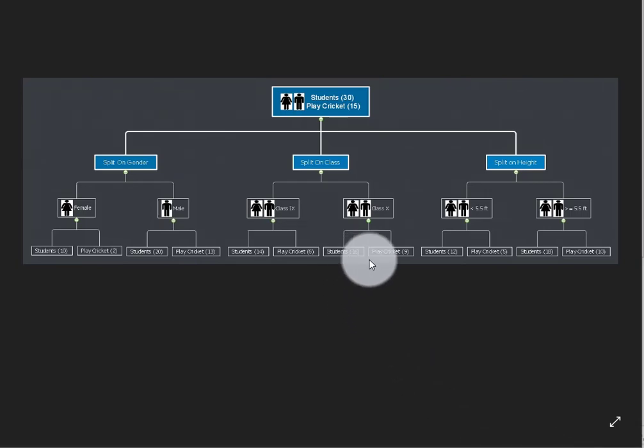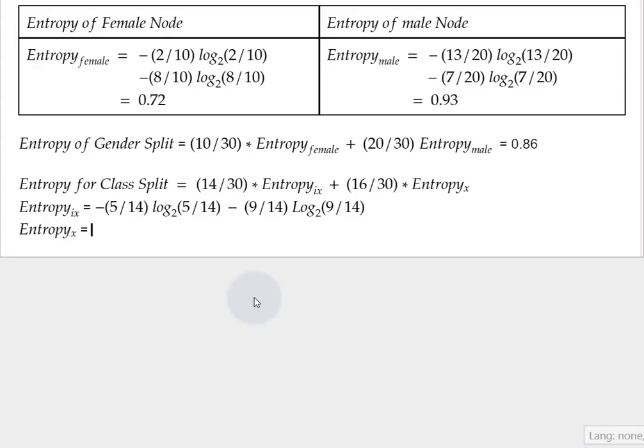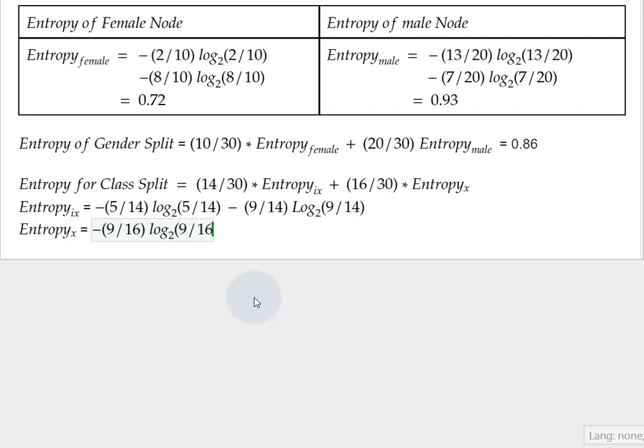16, among them 9 play cricket, right? So in a similar way, that means 9 over 16, minus 9 over 16 into log base 2 of 9 over 16, correct? And how many do not play cricket? There are 7 students, right? So that means 7 over 16 into log base 2 of 7 over 16. So this is my entropy value of the class split.